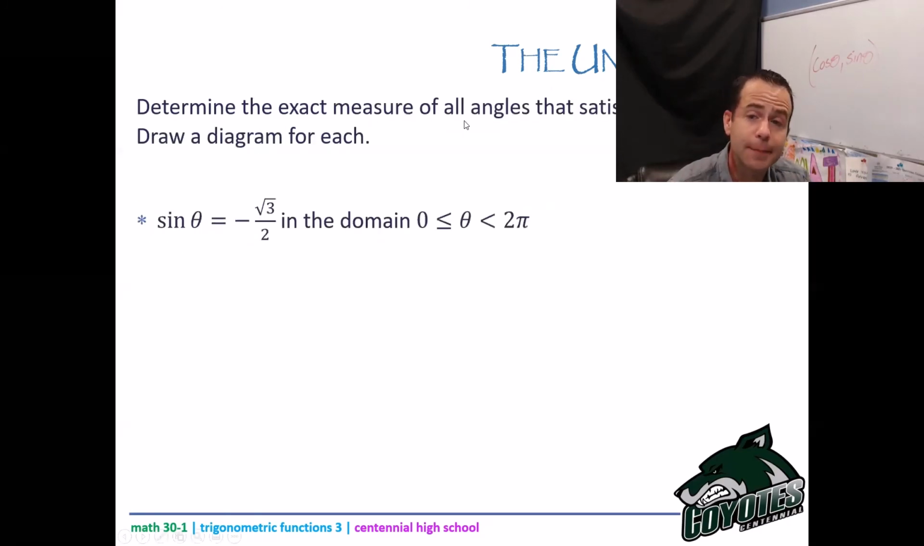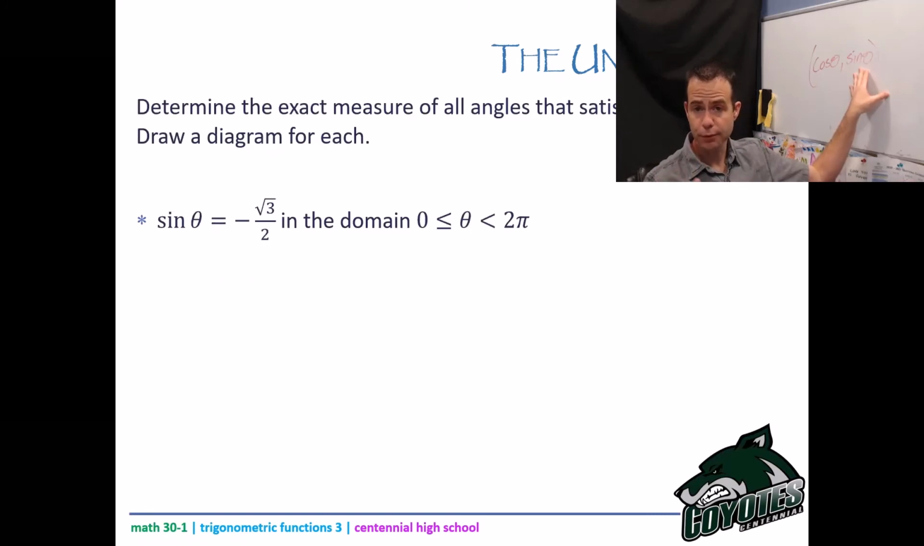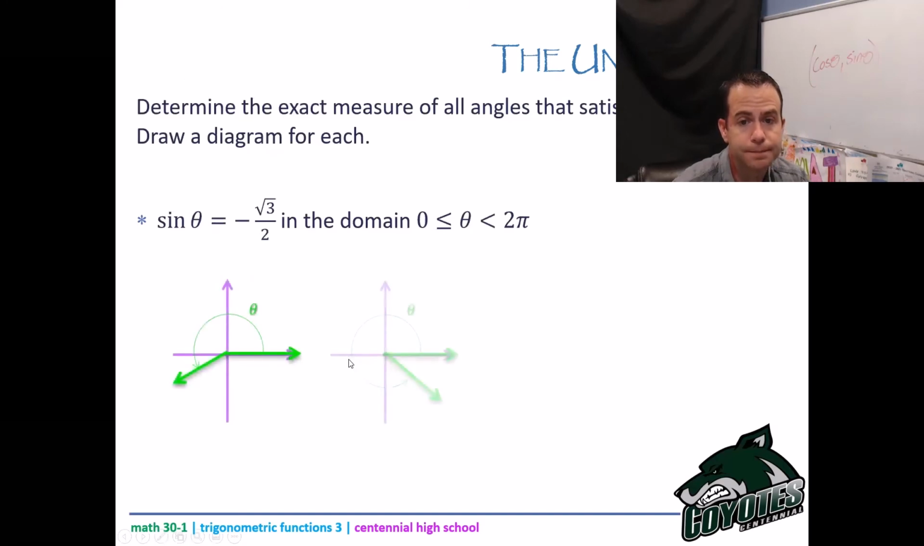Okay, determine the exact measure of all angles that satisfy the following. Draw a diagram for each. So sine of theta equals -√3 over 2, and I'm going from 0 to 2 pi. So I'm speaking to you in radians right now, which means you have to speak to me in radians. I have a negative sine angle, so that tells me I'm heading down to quadrant 3 or 4. So I can figure out the reference angle and put that in quadrants 3 and 4, or I can look at my unit circle for a y value that is -√3 over 2 in quadrant 3 or 4. Either one will get me there.